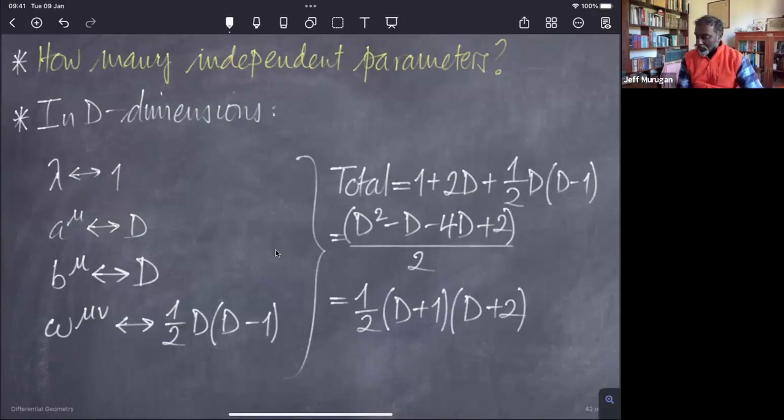Okay, so I'm going to stop here today. And then next time we'll talk about what each of these different parameters correspond to. And we'll do this by looking at the finite version of each of the above transformations. And that will take us through to the statement, at least, of the conformal algebra.